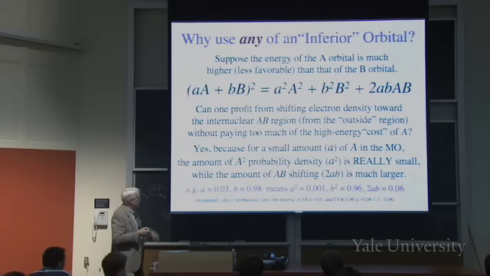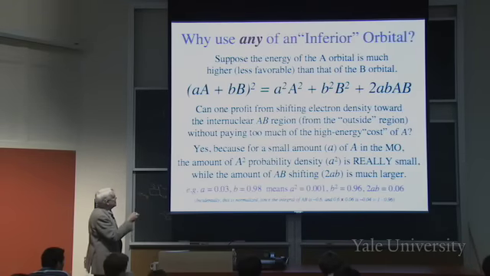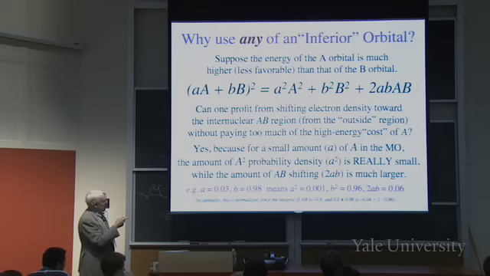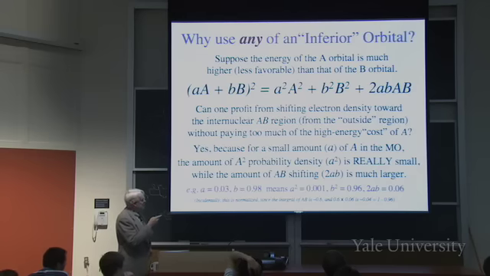For example, suppose you used A was 0.03 and B was 0.98. So you square them to find out how much. You square them and you find out that the amount of A squared you get is only 0.001. The amount of B squared is 0.96 and the amount of 2AB is 0.06. So you're getting 60 times as much of AB as you get of A squared. So that's why it can be useful to put a little bit in.